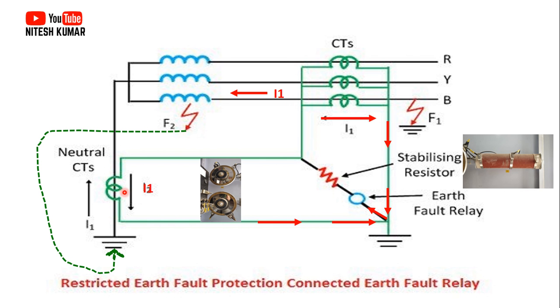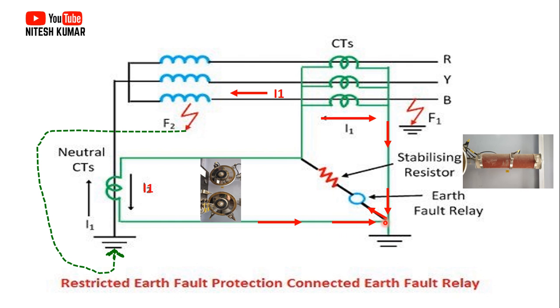In that condition, the secondary current of this neutral CT will be flowing like this, which is opposite to the primary current. So this polarity, the direction of this current, will be like this. And as per this red arrow, the current will be flowing like this and will come here. So this current will be coming like this, and this neutral current will be coming like this.